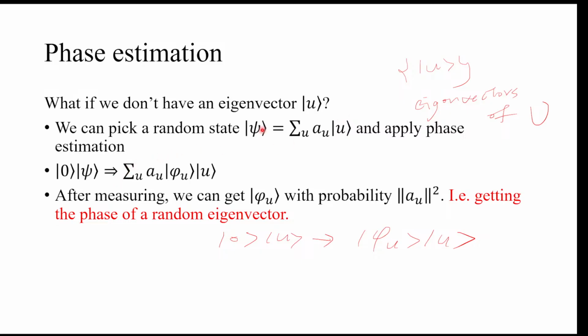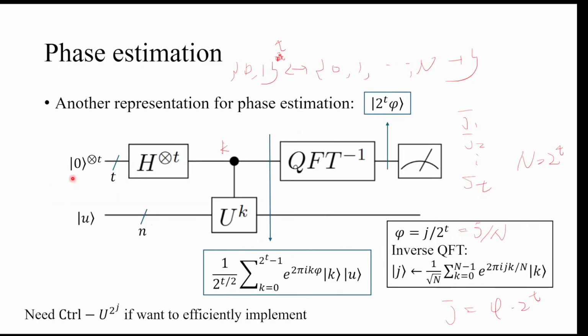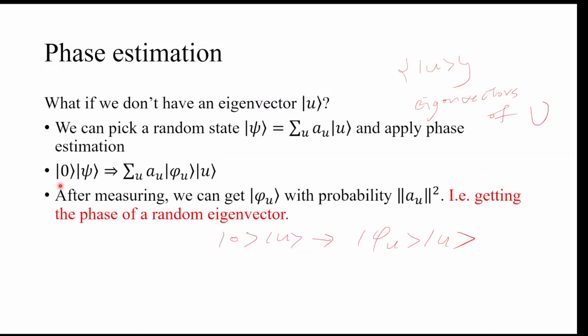Phase estimation says that if you put 0 here and u here, the result is the phase psi_u here and u here. Now instead of u, you have this superposition of u's, and because it's linear, you just get the superposition of different u and psi_u here.